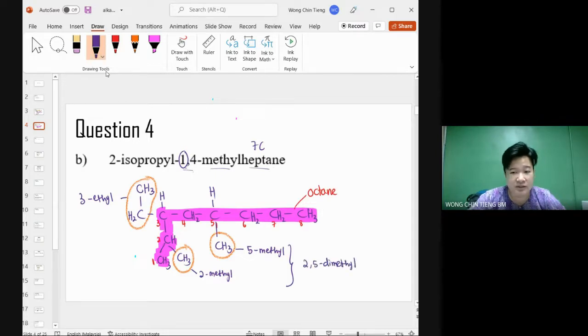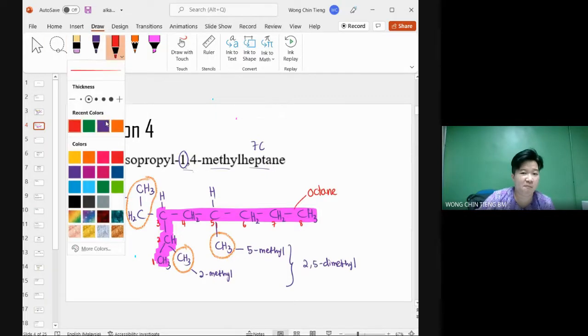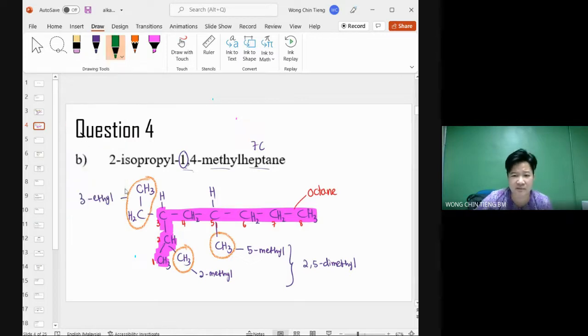My next question. Bila saya nak jadikan dia nama betul, the correct name, the correct full name, which come first? Ethyl come first or dimethyl come first? Ethyl. Bukan D come first ke?